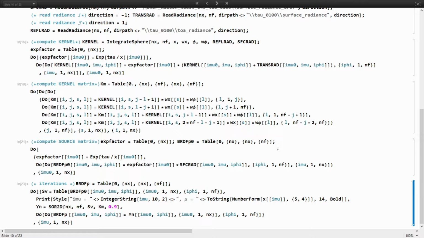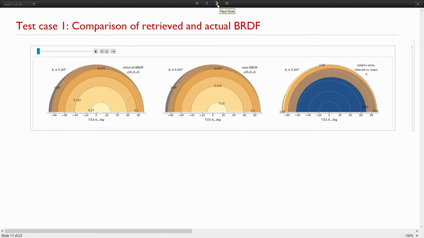Unfortunately, this method may not converge at all for more complex problems. I will talk about that later. But now I just want to show how accurate the solution is. On the left is the solution I just obtained. In the middle, result of radiative transfer modeling with code DISORT. And on the right, relative difference between them.